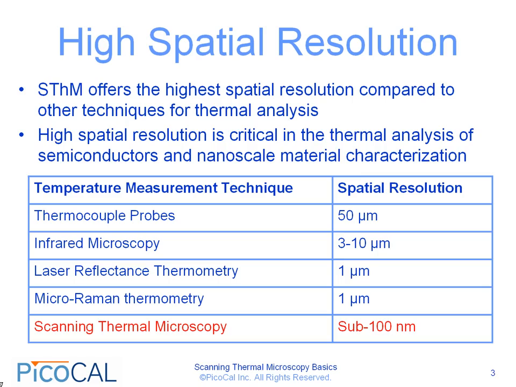Laser reflectance thermometry and micro-Raman thermometry are two techniques which have been more recently developed and have brought spatial resolutions down to 1 micrometer. Scanning thermal microscopy is about 1 order of magnitude better than the existing techniques out there, and it can achieve the sub-100 nanometer length scale. Being able to thermally image samples at these length scales turns out to be very important in the nanoscale characterization of materials and in the thermal analysis of semiconductors, for example, hotspot detection.